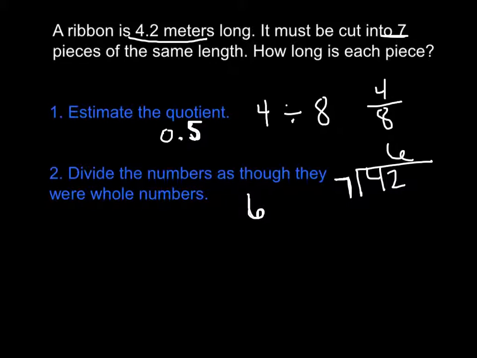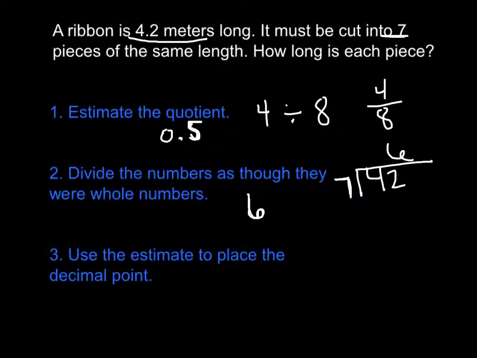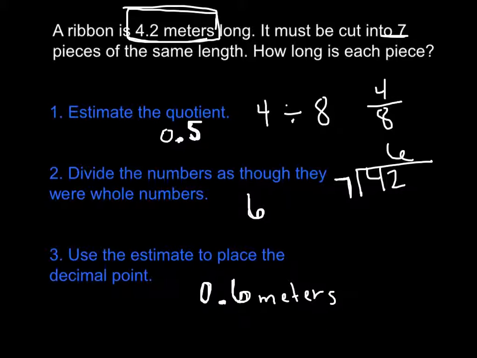And then finally, our last step is use the estimate to place the decimal point. So if I have 6, I know 6 is too large. My answer cannot be bigger than 4.2 because I'm dividing it into equal pieces. So I see here the decimal is in front of that number. So here, I would place my decimal in front of the 6. So now it's 0.6 meters long is how big each piece is.